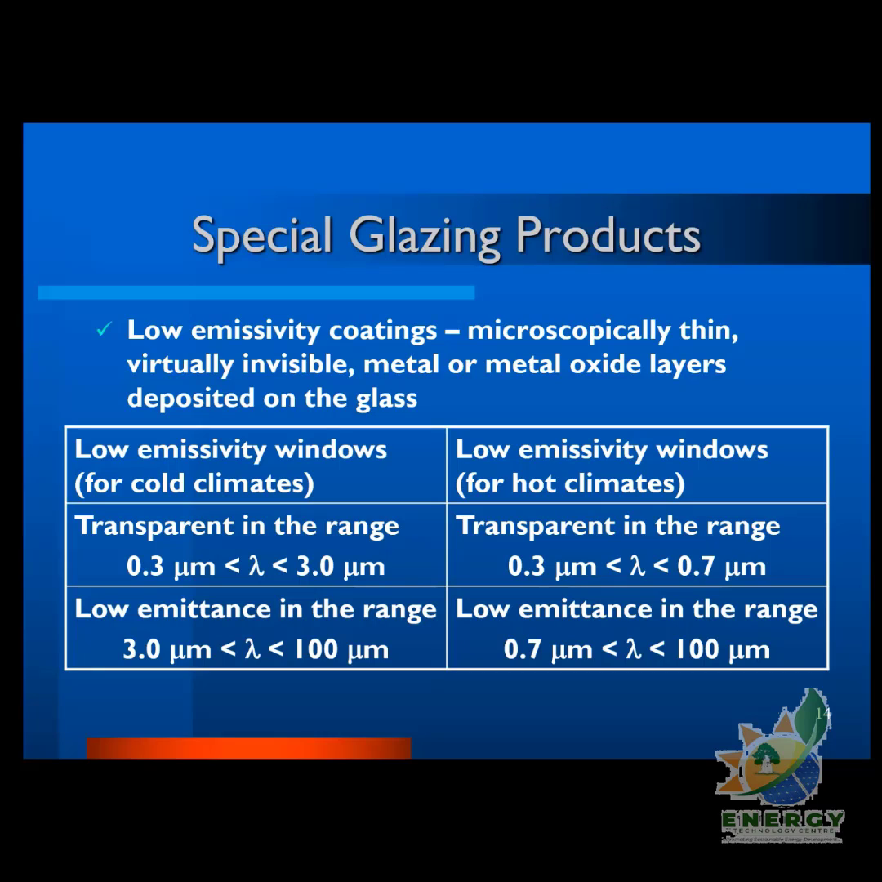And so if you are in a cold climate, you are looking at low emissivity windows, transparent in the wavelength range of 0.3 to 3 micrometer, and then low emittance in the range of 3 micrometer to about 100. And if you are in a very hot climate, you want to have the transparency in the window of 0.3 to 0.7, and then 0.7 to about 100.